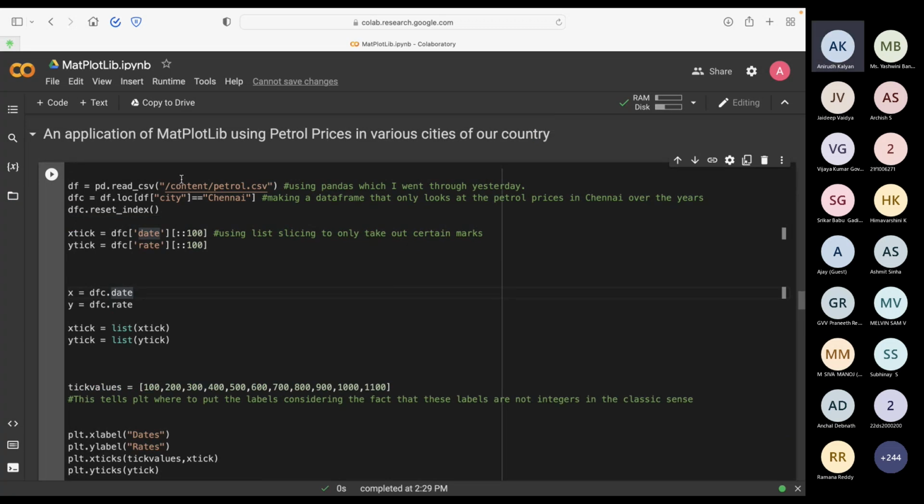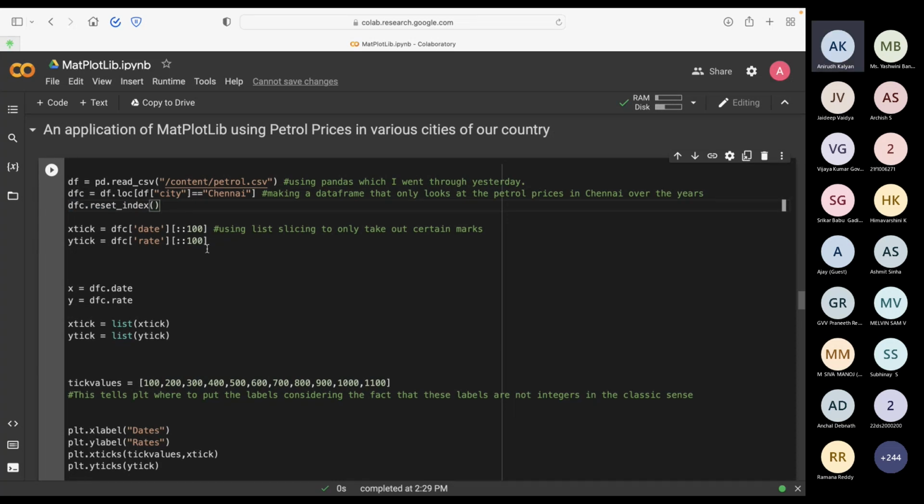pd.read_csv is basically reading the content. That's the path name that Colab has given me. And then I'm going into the data frame, which is what I'm calling this array that I've gotten, and I'm locating the column city. And what rows do I want from the column city? I want the rows which are attributed to Chennai. So I'm making a data frame that only looks at the petrol prices in Chennai. And then I'm also resetting the indexes so that it's a bit easier to work with. Right. Is everything understood till now?